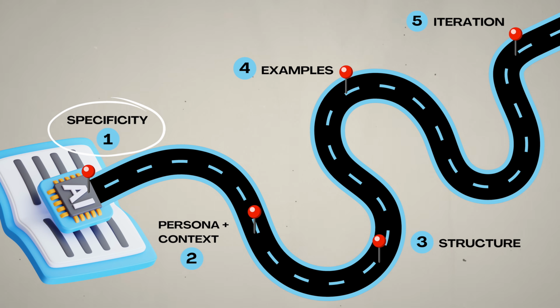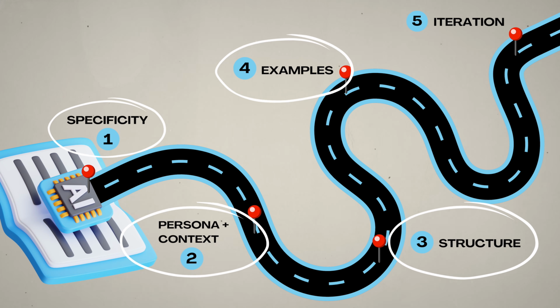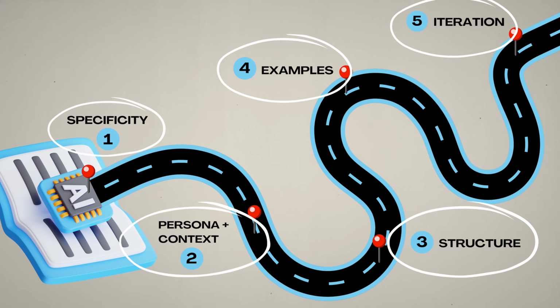So let's recap the 5 pillars. First one is specificity. Give it very clear instructions. Then we have persona and context. Define who's writing and to whom. Then you have the structure. Define the format. And you have the examples. Show what good looks like. And then finally, iterations. Refine until it shines.